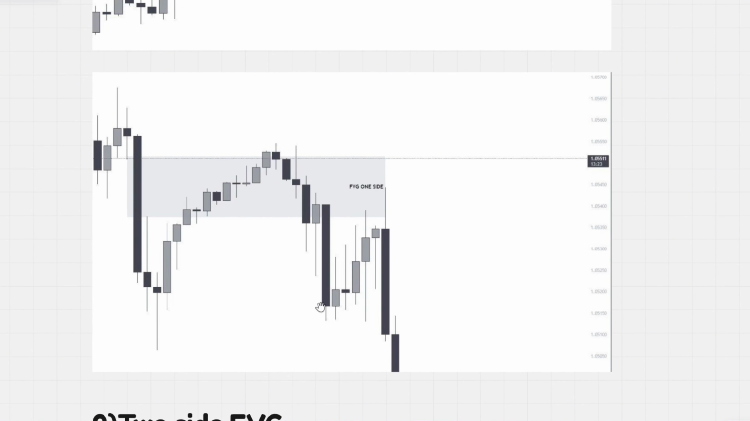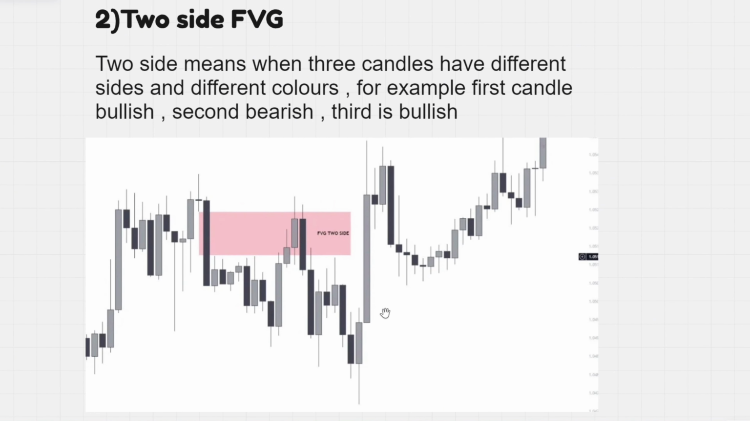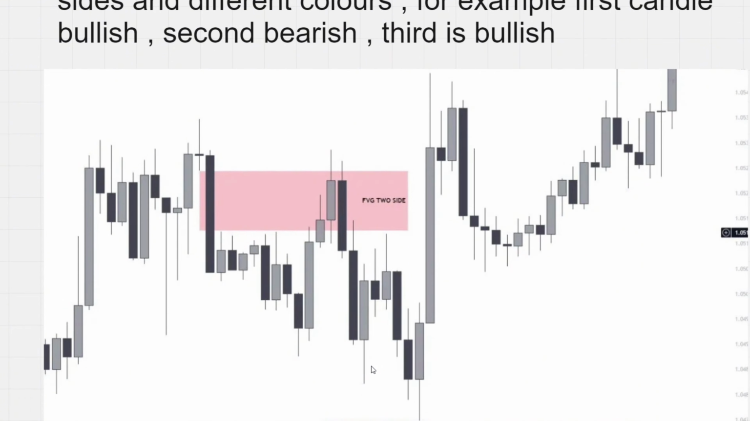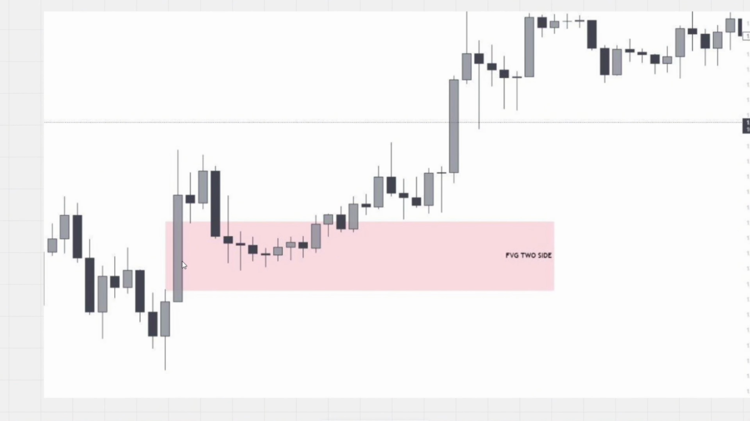In conclusion, this may tell us that this is a strong Fair Value Gap, from which we can wait for a strong reaction. And the second type is the two-sides Fair Value Gap. Two sides means that the three candles have different directions and different colors. For example, the first candle can be bullish, the second bearish, and the third bullish. But what is the difference? When all these candles are different, it tells us that different sides of the market participated during the formation of this gap. It can mean the gap itself is not so strong, but we can also expect a reaction from it.